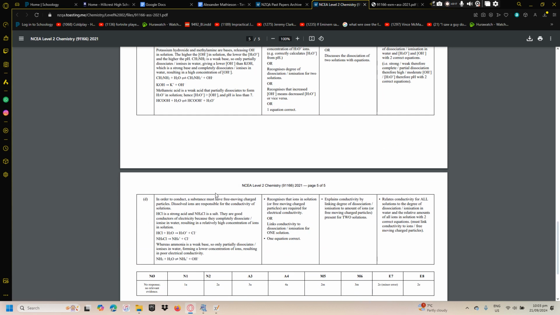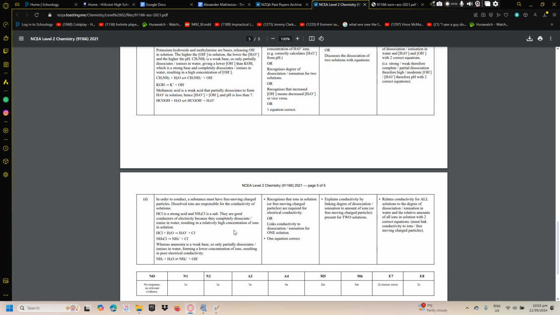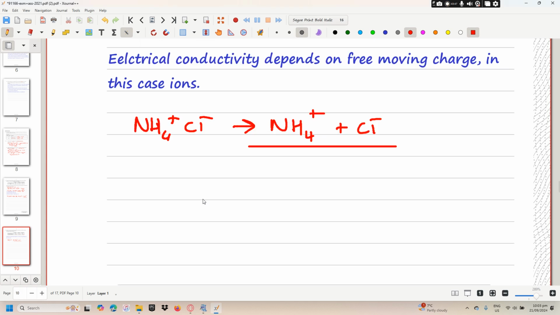Now make sure you mention free moving charge: dissolved ions are responsible for the conductivity of solutions. HCl is a strong acid and NH4Cl is a salt. They're good conductors of electricity because they completely dissociate/ionize in water, releasing ions into solution. See, this is basically what I said, but in a longer, more drawn out form. That's the way you have to write it. Here's the two reactions. Make sure you always put reactions to support your argument. Ammonia is a weak base, only partially dissociates/ionizes.